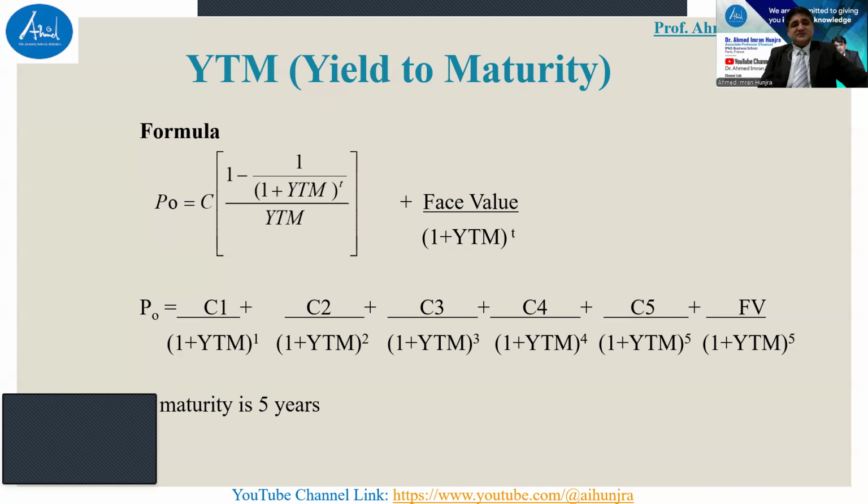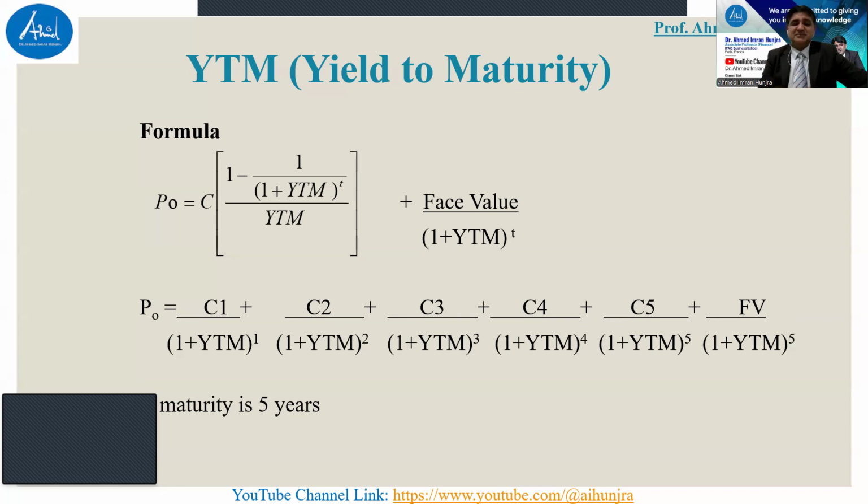So here is the yield to maturity formula. As you know, we discuss two components when we are talking about a bond. One is the coupon payment, the other one is the face value. The coupon payments are made at each time period: coupon one, coupon two, and so on.